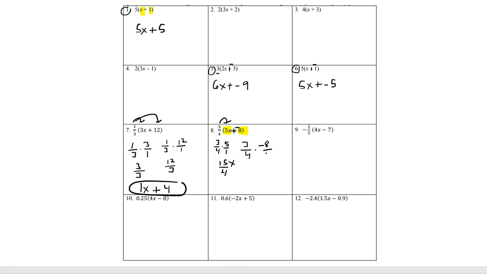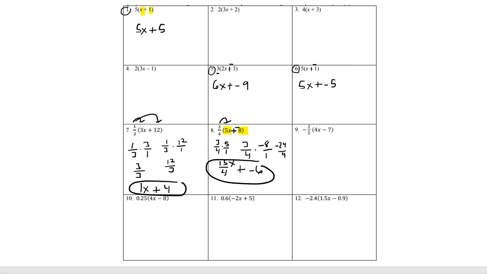We're going to put this over 1. 3 times negative 8 is negative 24. And 4 times 1 is 4. And a negative 24 divided by 4 is a negative 6. So this becomes 15/4 x plus a negative 6.